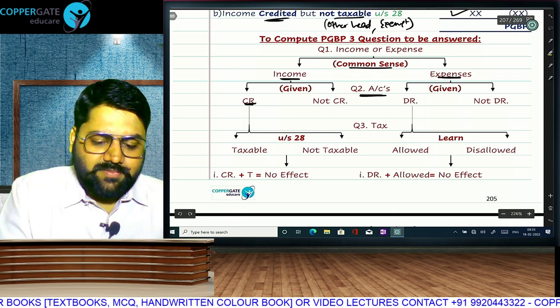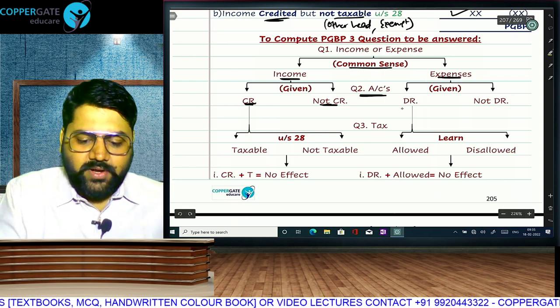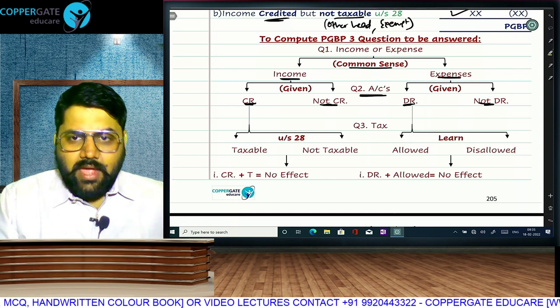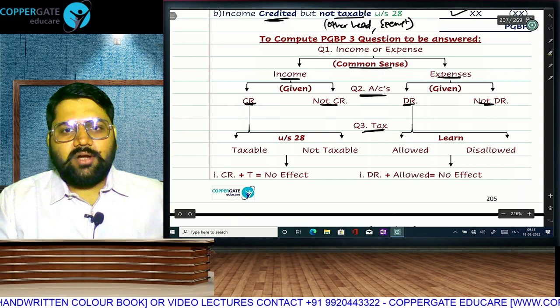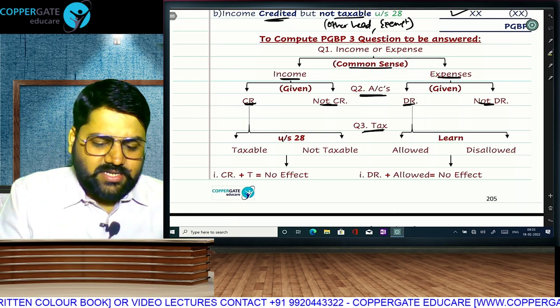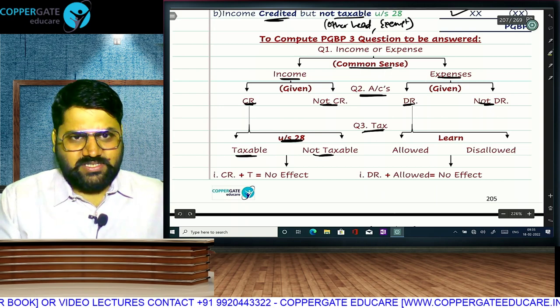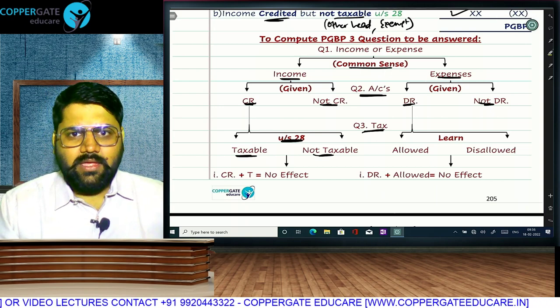For income, it can be credited or not credited. For expense, it can be debited or not debited. And then finally go and check what is the treatment in tax. If it is related to business, then it will be taxable. If it is not related to business, other heads or exempt, then it will not be taxable.